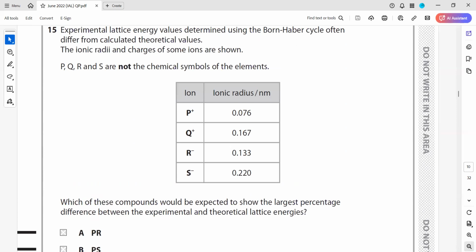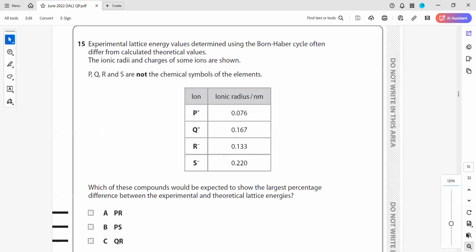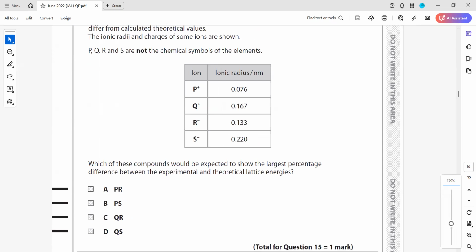Question 15. Experimental lattice energy values are given. Which of these compounds is expected to show the largest percentage difference from the experimental value? For the largest percentage difference, the size of the positive ion should be small and the charge should be high. So which positive ion? It should be P with S, because a smaller positive ion and larger negative ion will cause more distortion.